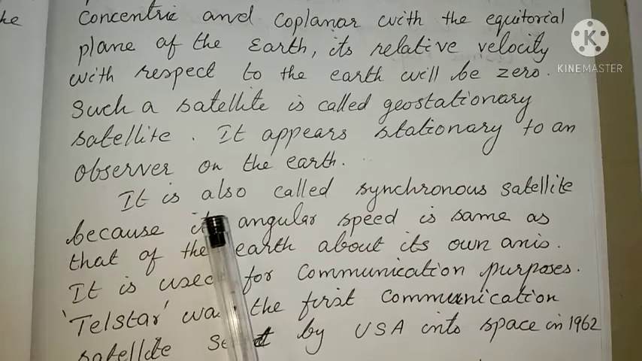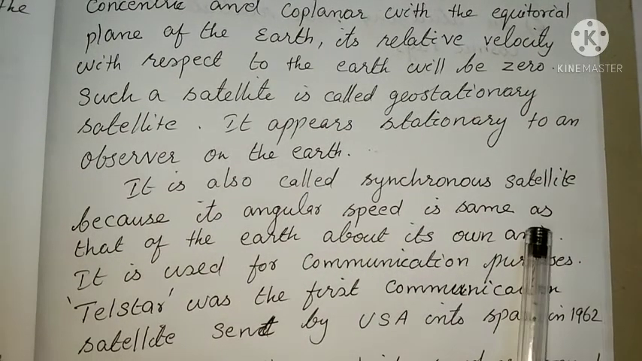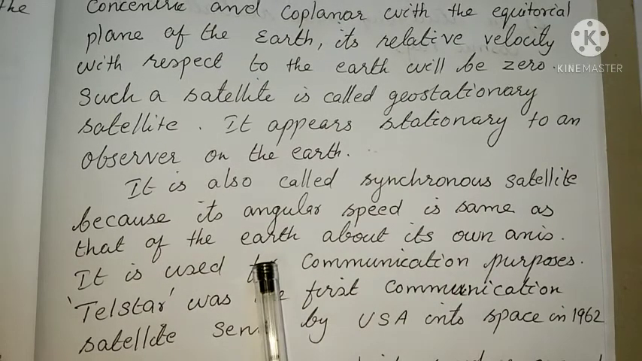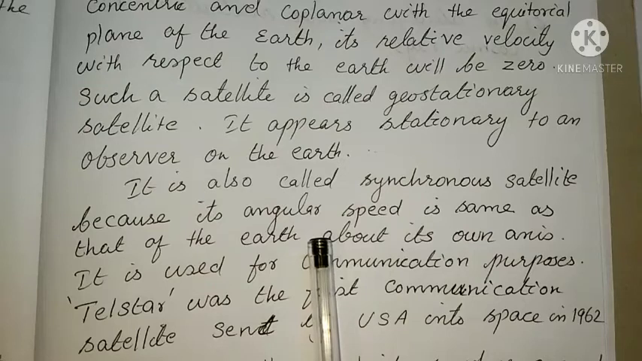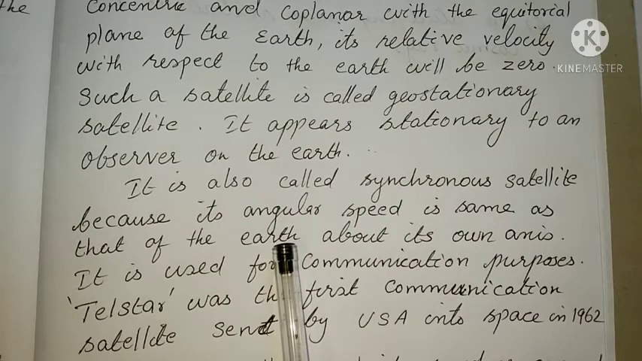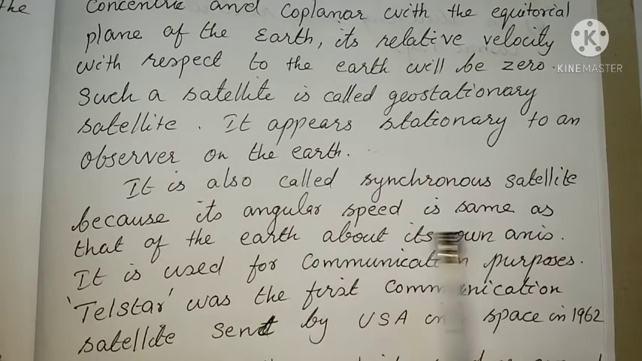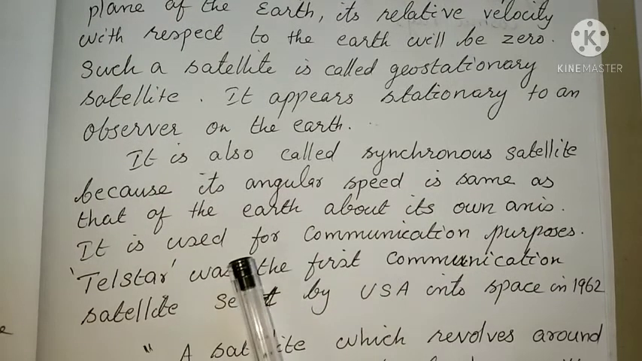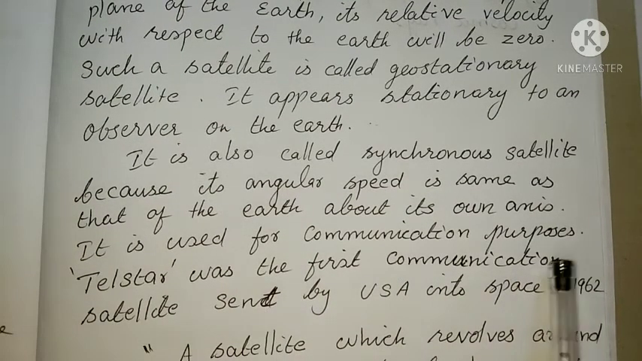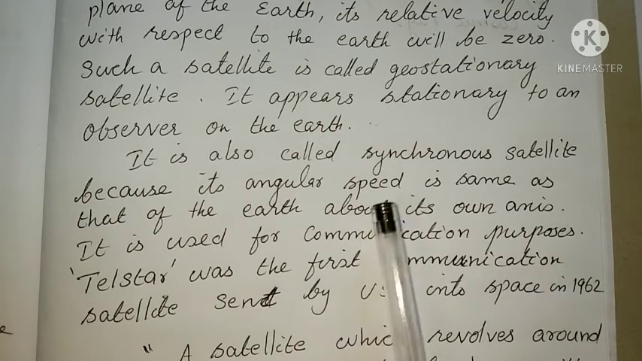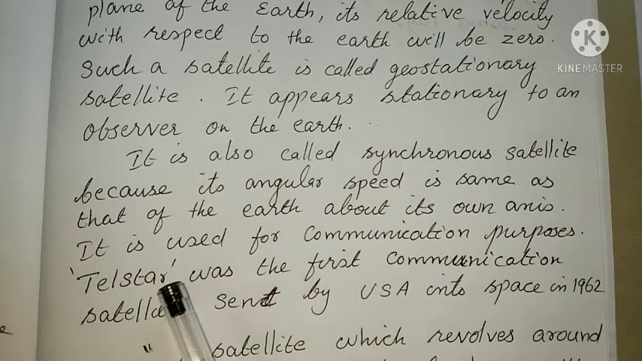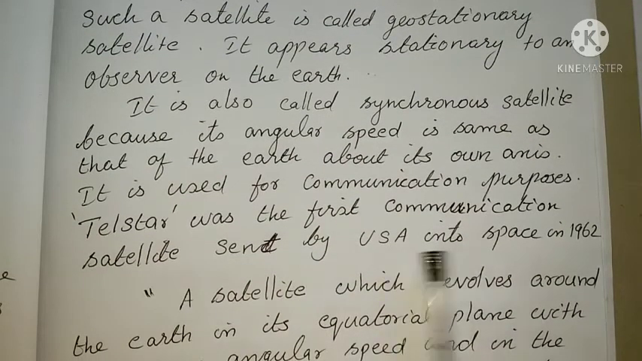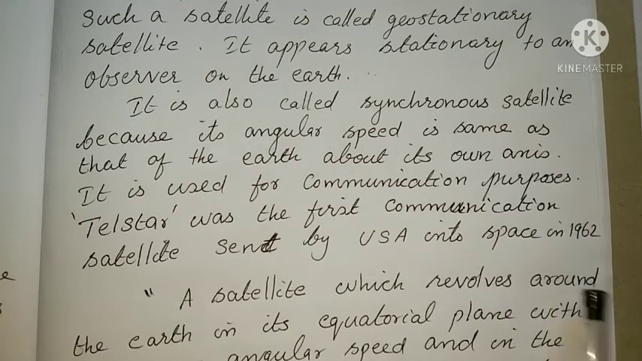And these types of satellites are also called synchronous satellites because their angular speed is the same as that of the Earth. Angular speed means the speed of the satellite revolving around the circular orbit, and it is the same as that of the Earth about its own axis. Because of this, these satellites are used for communication purposes. Telstar was the first communication satellite sent by the USA into space in 1962.